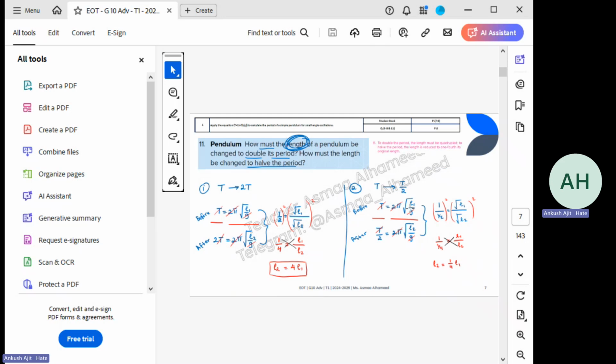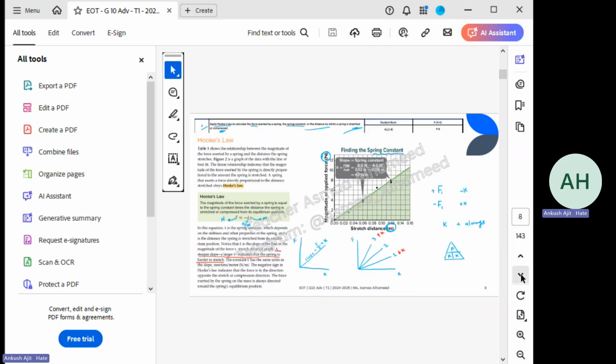So before, it will always be the basic formula T equals 2 pi root L upon g, and after it will be T by 2, because you're changing the time period from T to T by 2, and from T to 2T. This is very nicely and clearly given in the PPT here.